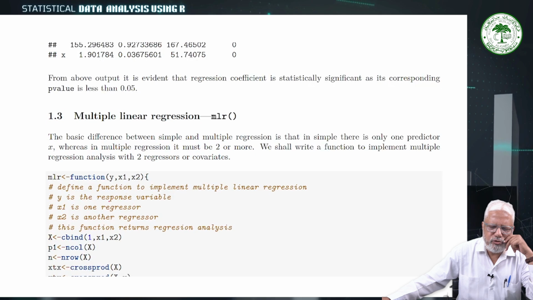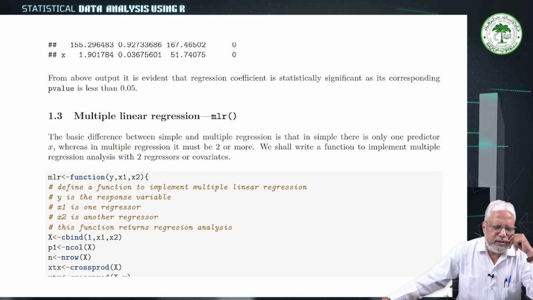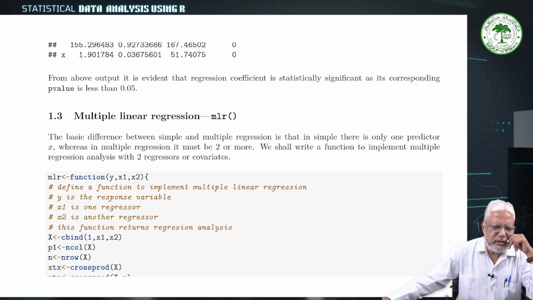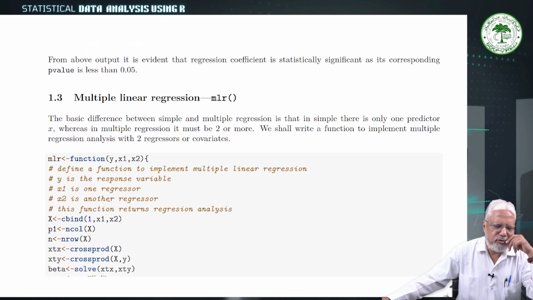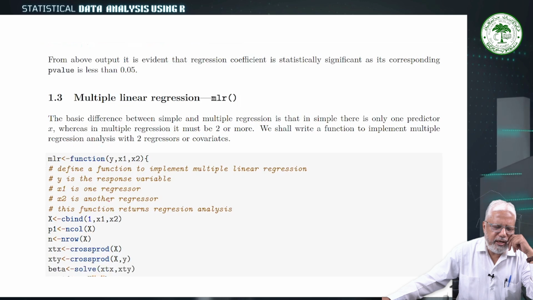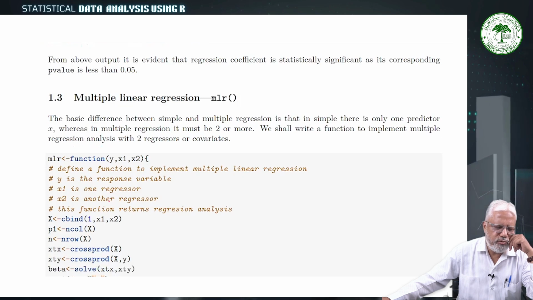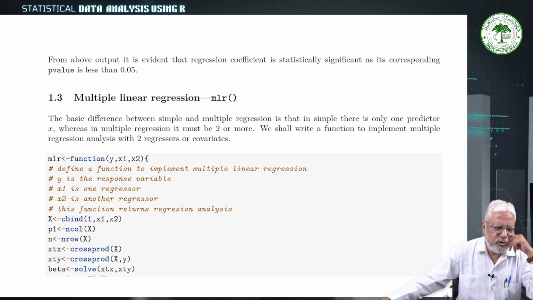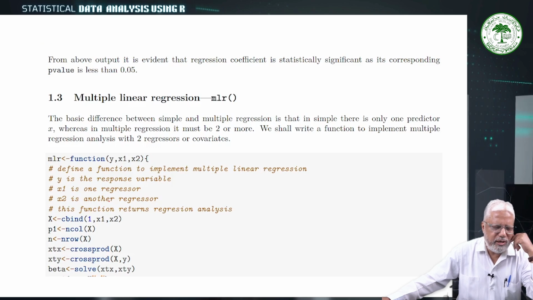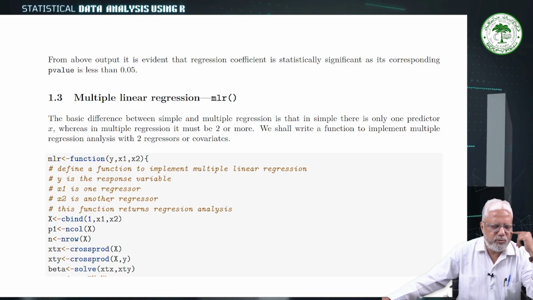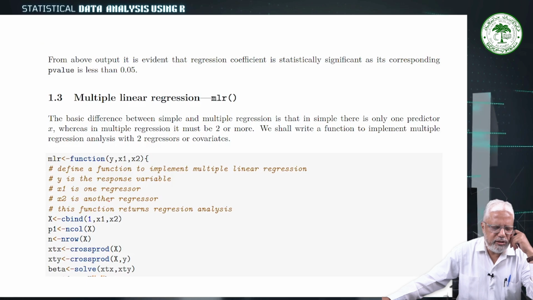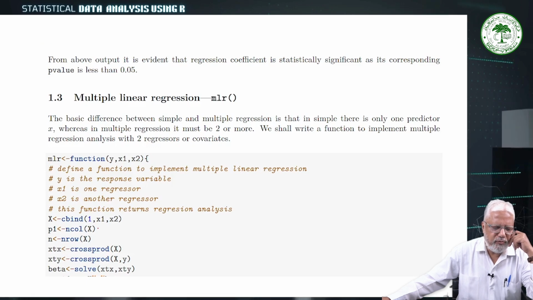So define a function to implement multiple linear regression. Y is the response variable, x1 is one predictor, x2 is another predictor. So this function returns the regression analysis. So x is equal to cbind 1 comma x1 comma x2, p1 is equal to ncol x, n row is equal to nrow, the number of rows in x. Then xtx, it is crossprod x, x transpose x. Then x transpose y, crossprod x comma y, and then beta solve.